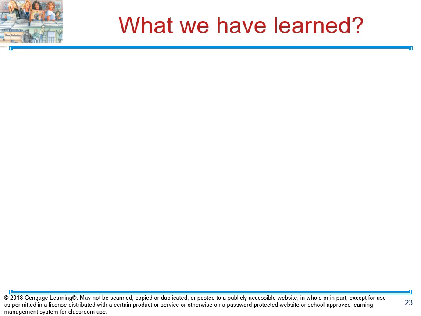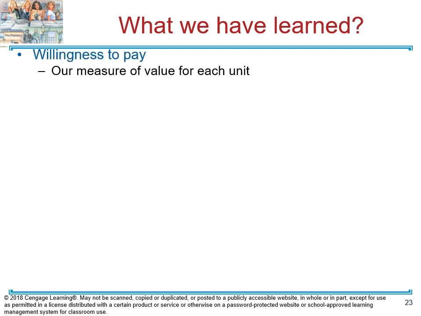Okay, so what have we learned here? Number one, we introduced the idea of willingness to pay, and it's our measurement of the value for each unit of a good. Different units have different values because different individuals value the good differently. And even the same individual is going to value more units less.